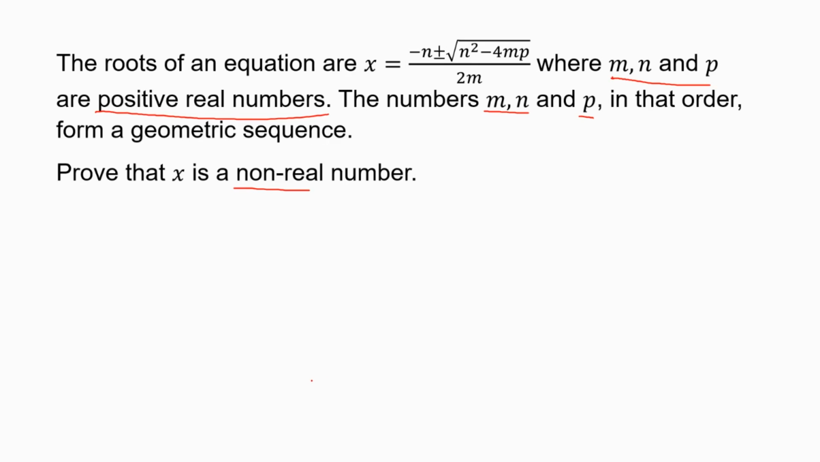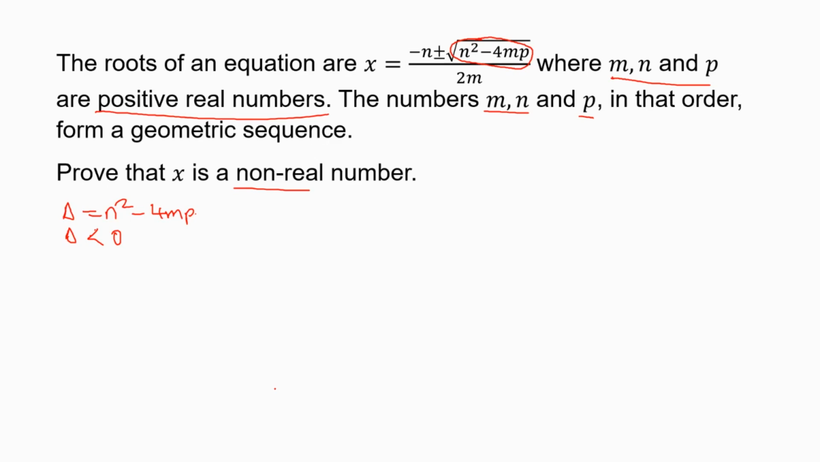Right, what information do we have here? From this equation, we have the discriminant. The discriminant here is equal to n squared minus 4mp. If x is a non-real number, it means this discriminant should be negative, which means less than 0.